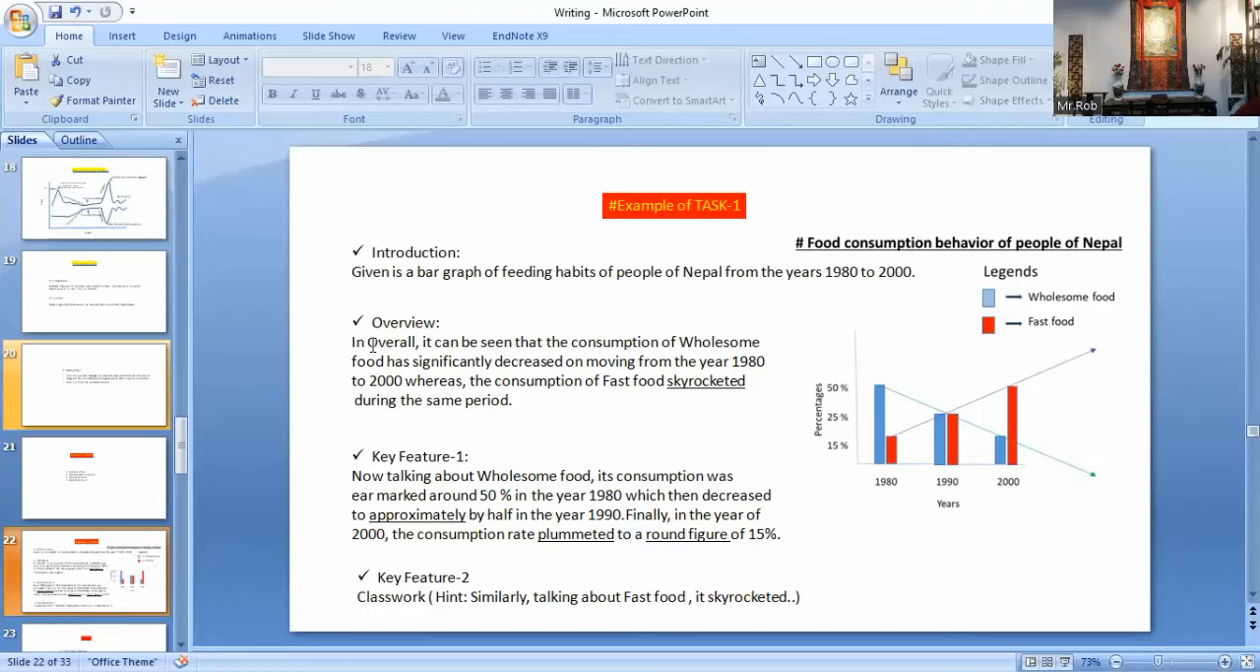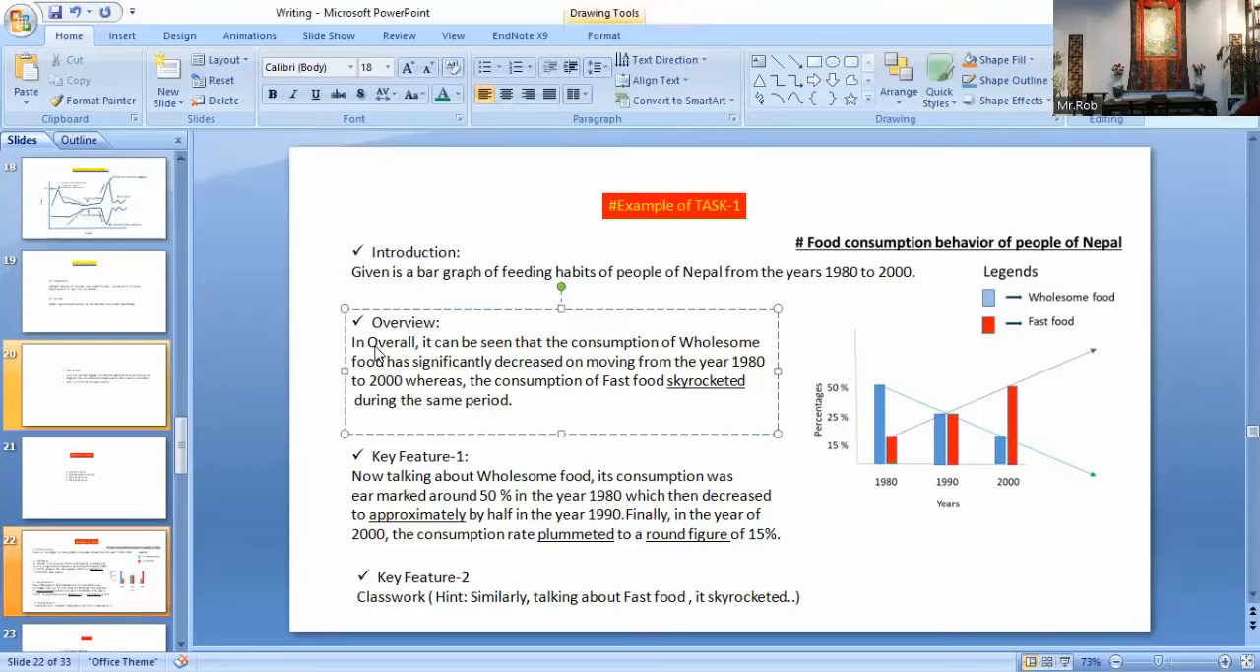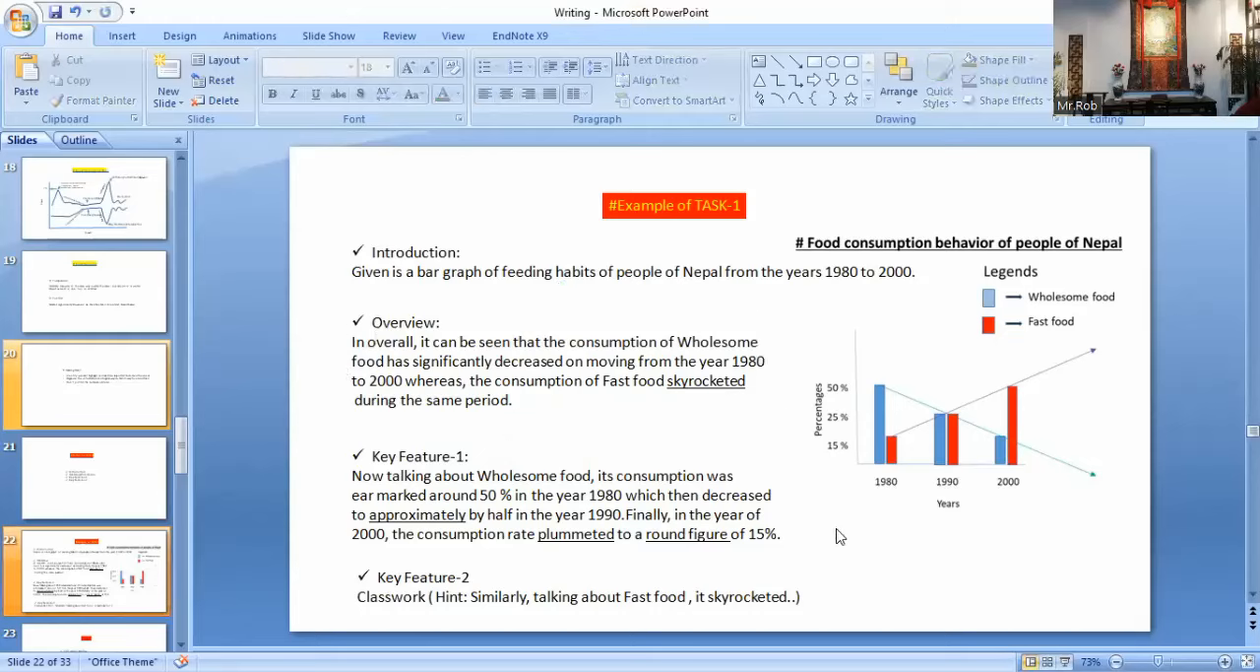the consumption of wholesome food has significantly decreased on moving from the year 1980 to 2000. Yes, we can see it's decreasing significantly from 1980 to 2000, whereas the consumption of fast food skyrocketed during the same period. Here we have used the word skyrocketed because it's increasing very rapidly. Okay, we have also used the word significant. So these types of vocabulary you need to use for scoring higher.